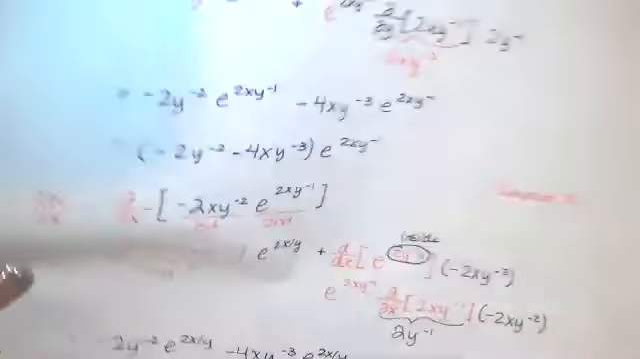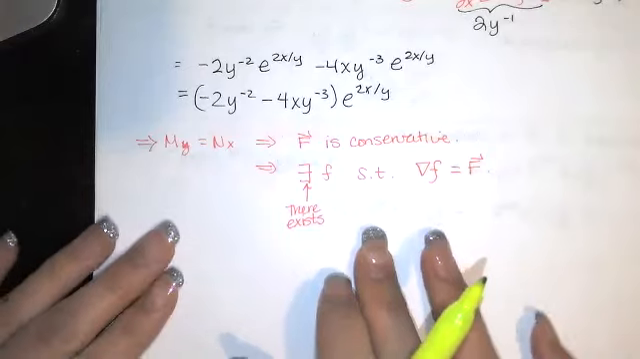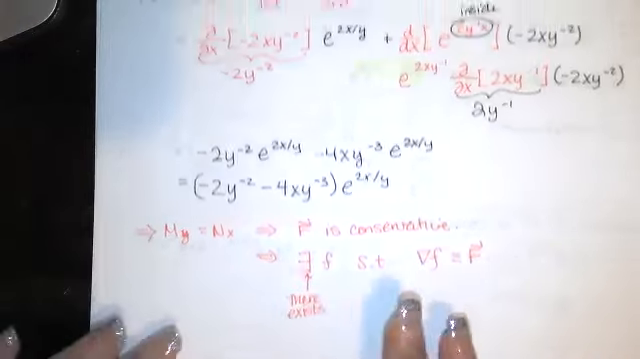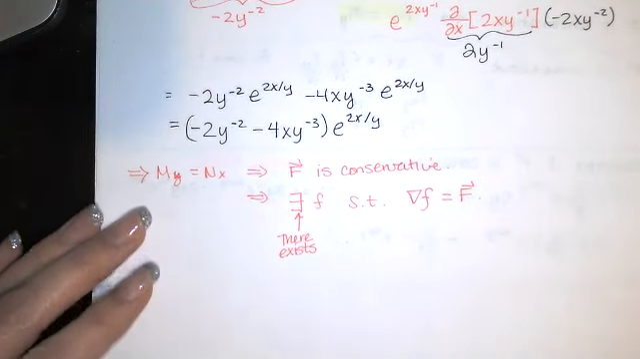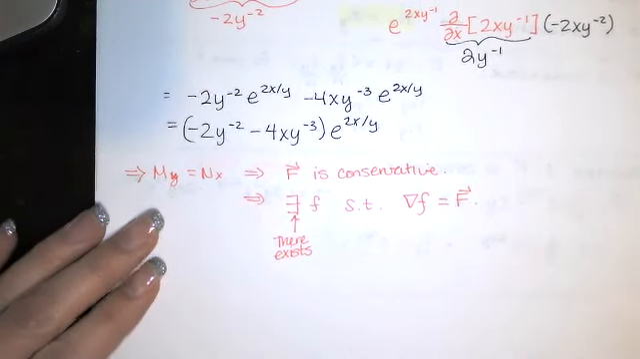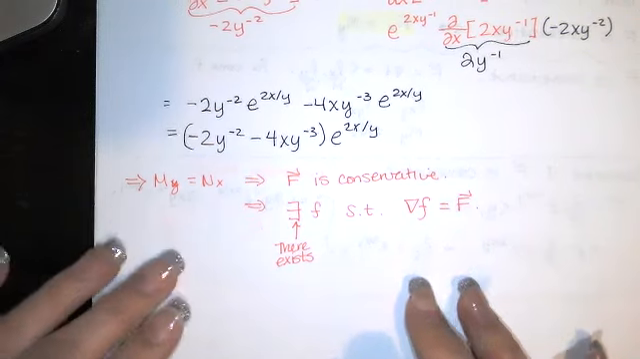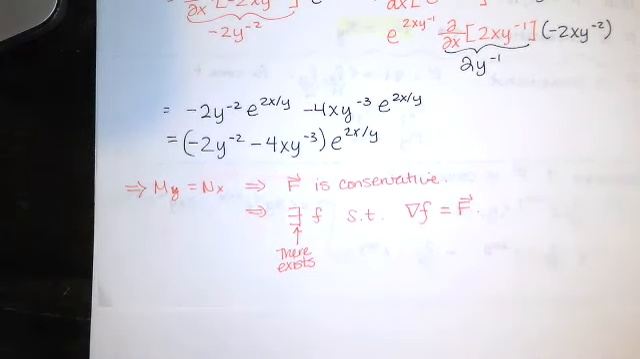Okay. Now, we just determined that the field was conservative. You might be saying to yourself, okay, that's great, but how can I find the potential function? Well, once we know the field is conservative, we can set up a system of equations to find a potential function. I'll show you how.